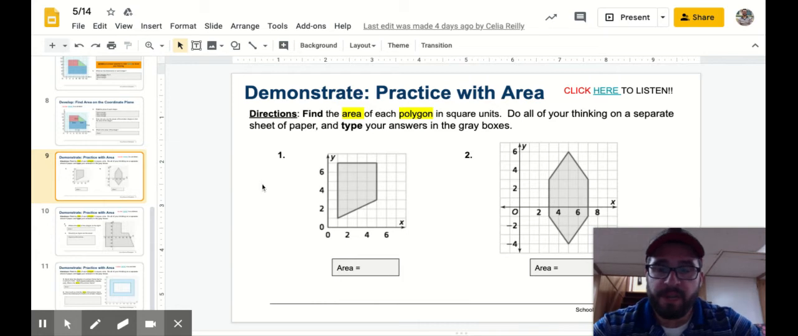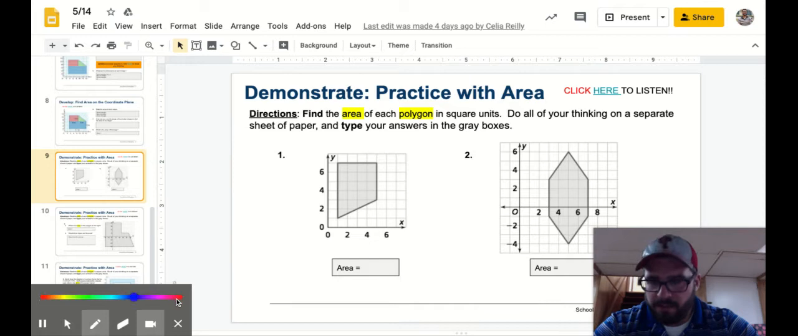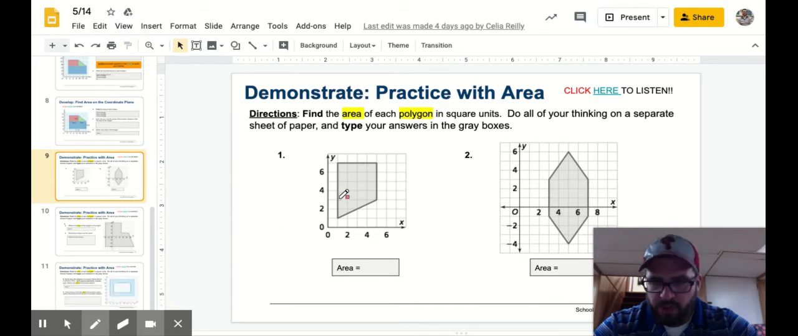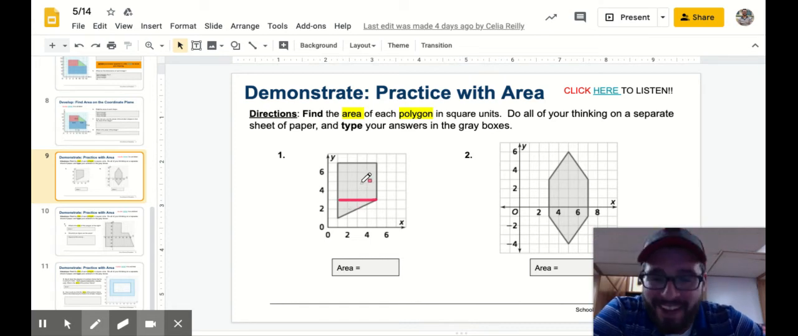So if you look right here at our first example, I'm going to take my pen, I'm going to make it red. And what I'm going to do is draw a line to split this into two different shapes. Now, if you'll notice here, I have a square and I have a rectangle. If I find the area of the square and the area, oh my gosh, I said rectangle. Sorry, I have a square and a triangle. Duh, Mr. Romeo. So if I find the area of the square and the area of the triangle and I add them together, I will find the area of this whole object.